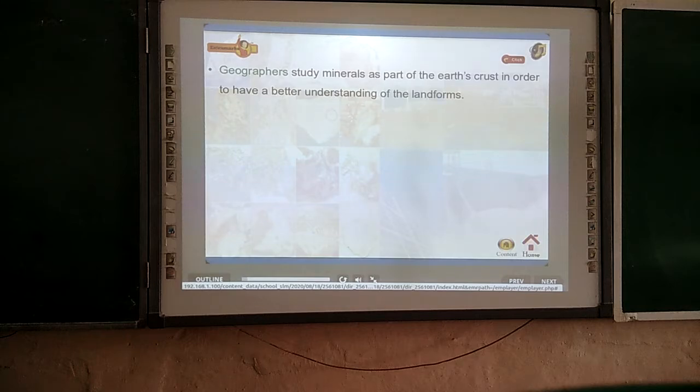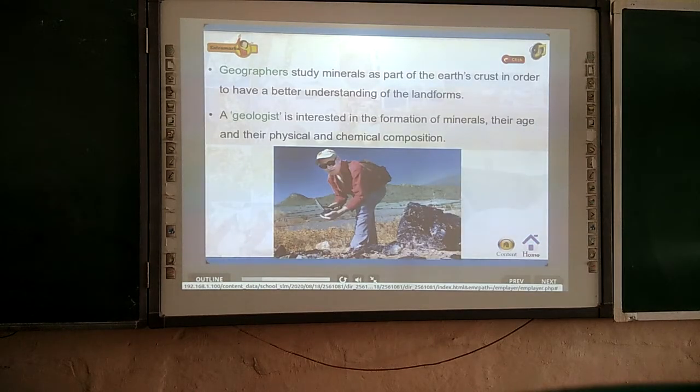Geographers study minerals as part of the Earth's crust in order to have a better understanding of the landforms. A geologist is interested in the formation of minerals, their age, and their physical and chemical composition.